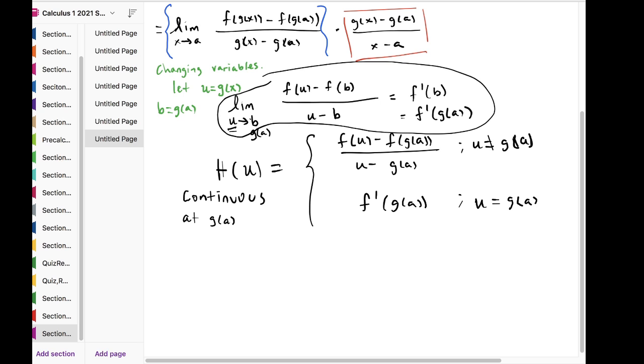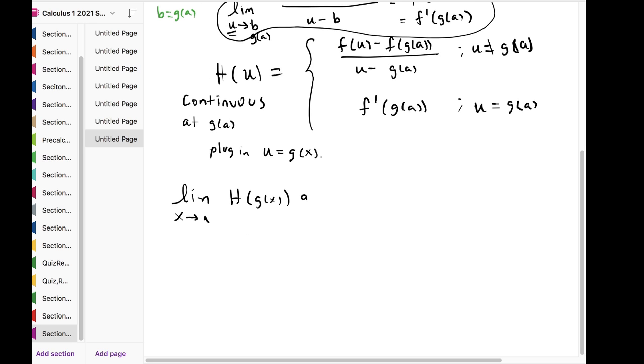Okay, so let's plug u back into g of x. So we have the limit as x approaches a of h of g of x, and then we have our g of x minus g of a term. So since this is continuous, what is the limit as x approaches a of h of g of x?